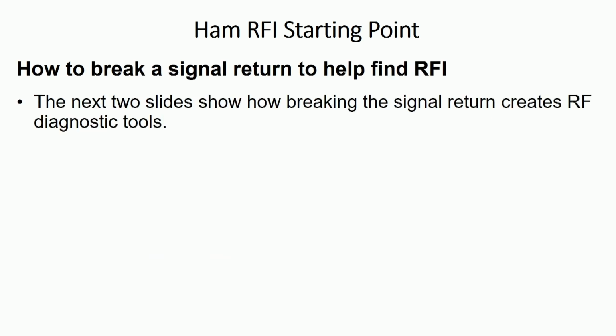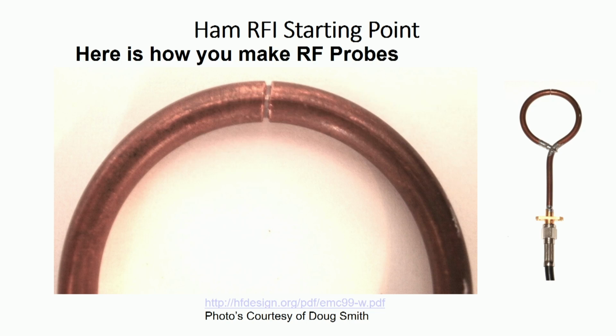One of the things I try to convince people of when I'm reviewing boards is that people like to put what they call motes in circuit boards. Well, the problem with that is when you do that, you end up creating an antenna. Here is how you can make an RF probe. If you want to do RF diagnostics, you just break the ground on this loop and you've got yourself basically an antenna.